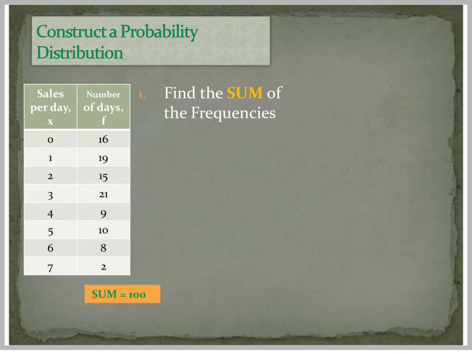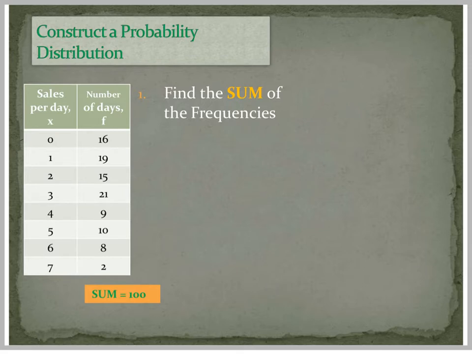So to construct the probability distribution, which essentially, a probability distribution is just a big fancy name for a chart that sets up the event with its probability listed beside it. So a probability distribution is just a chart, and we want to write the event with its probability correlated to it. In order to do that, the first thing you need to do is find the sum of the frequencies. And the sum just means to add.